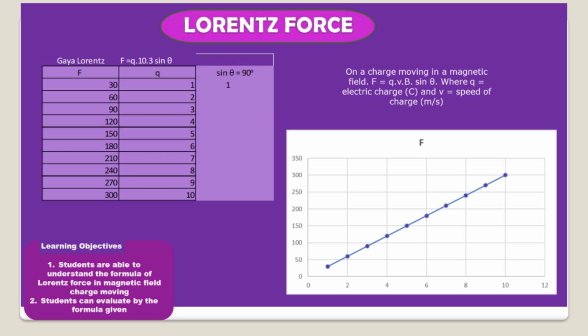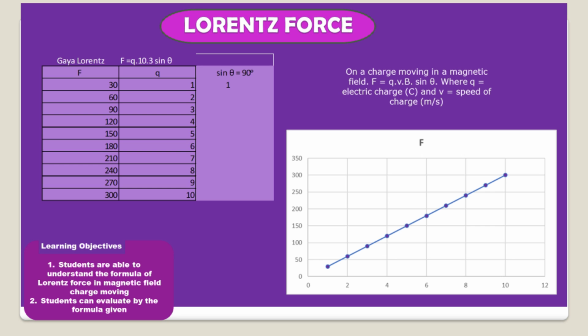So Lorentz force on a charge moving in a magnetic field is F equals Q times V times B times sin theta, where Q is electric charge with the units of coulomb and V is speed of charge with the units of meter per second. The formula of Lorentz force on a moving charge is F equals Q times V times B sin theta.